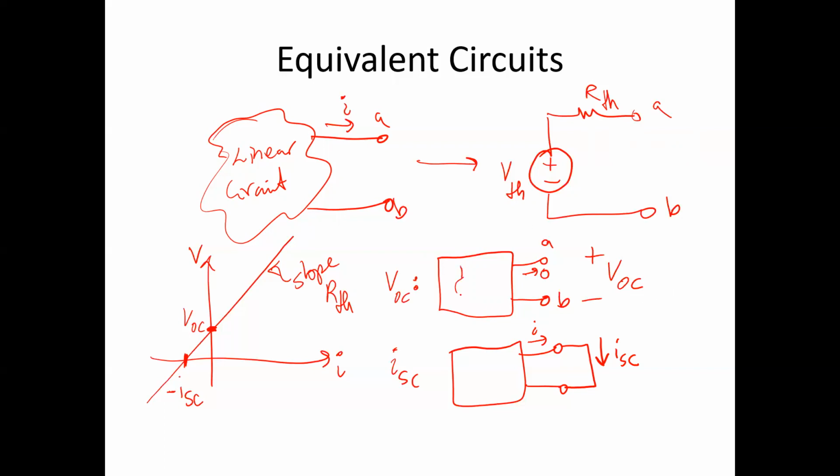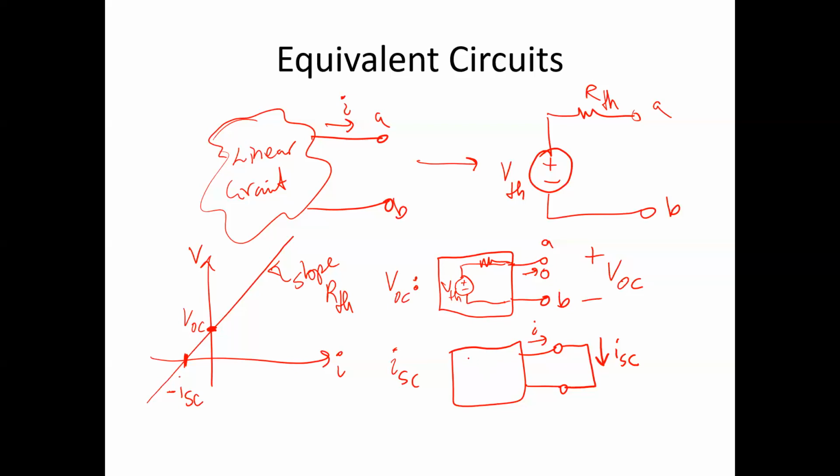Well, let's consider what happens when we have the equivalent of the Thevenin replaced in here. If I force the current coming out to be 0, then I'm going to have no voltage drop across the Thevenin resistance, and whatever my Thevenin voltage is here is going to be equal to VOC.